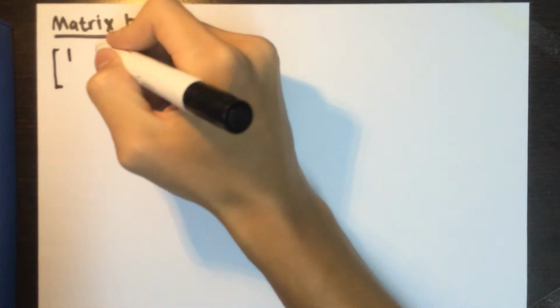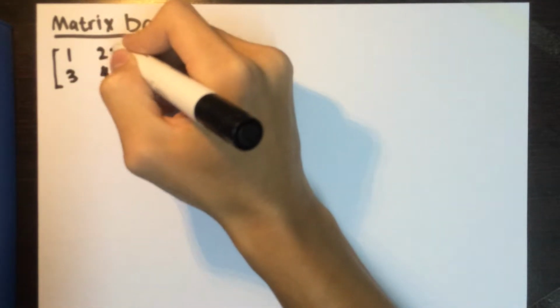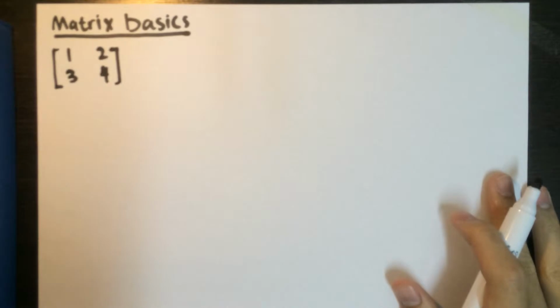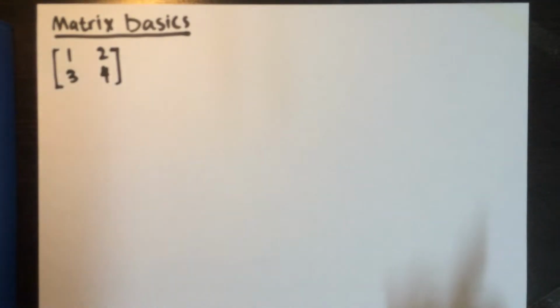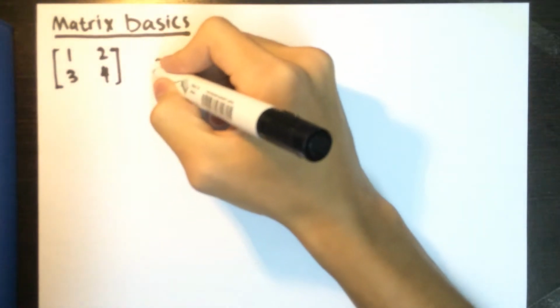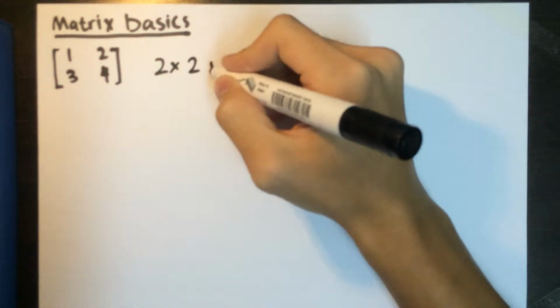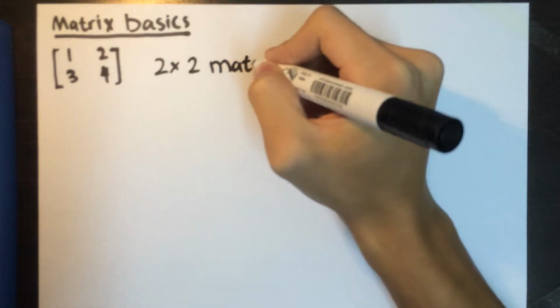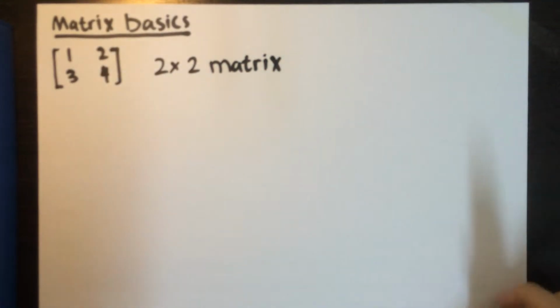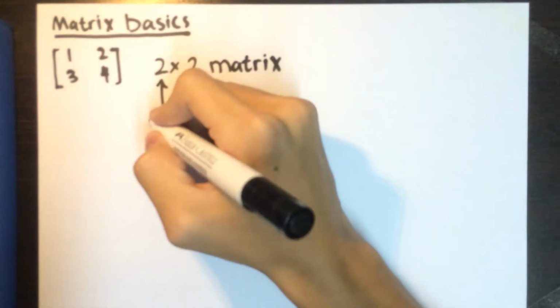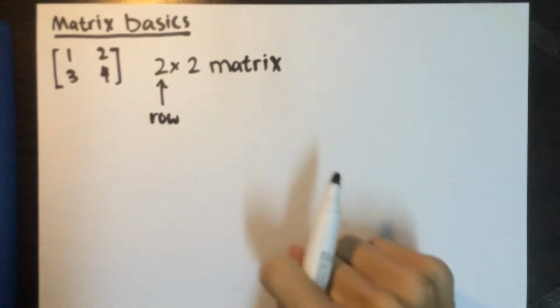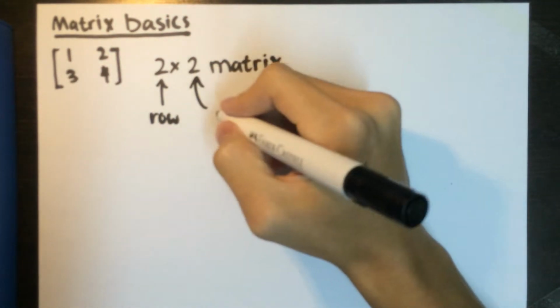Okay, so let's say we got this for starters. Okay, this is a matrix, and we call this a 2 by 2 matrix. Why? The reason is because the first number represents the number of rows, and the second number represents the number of columns.